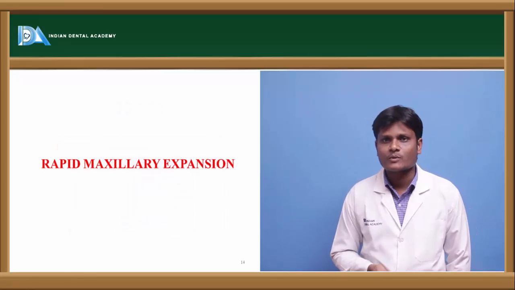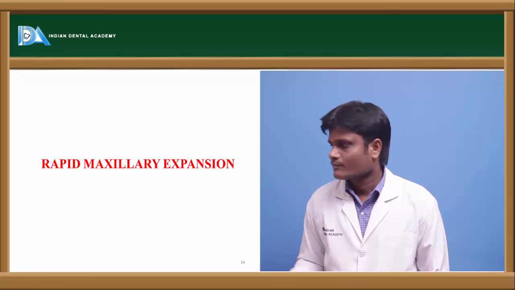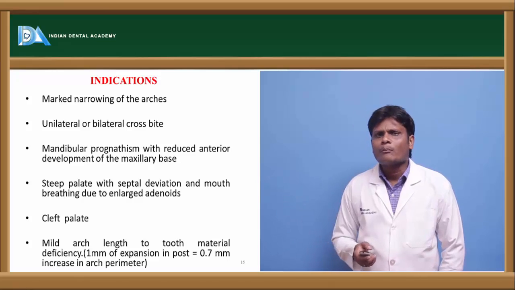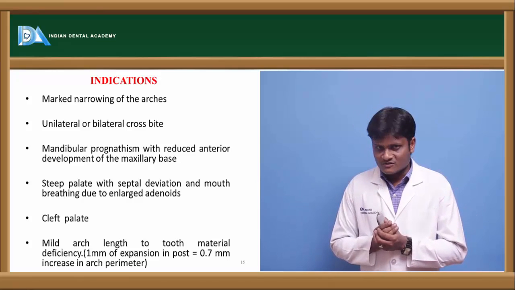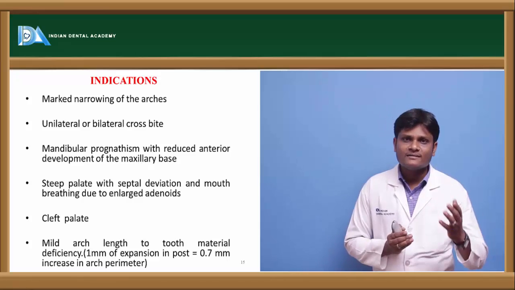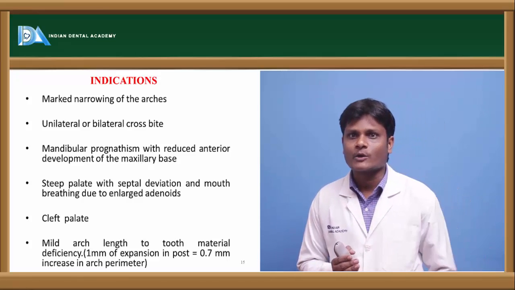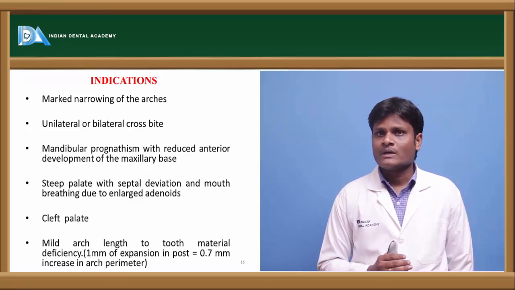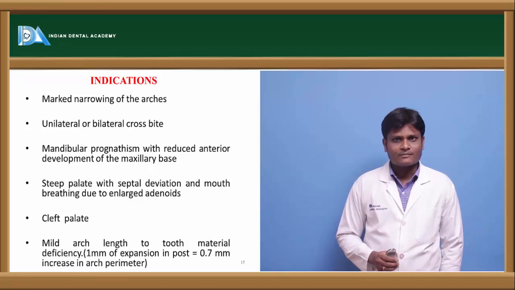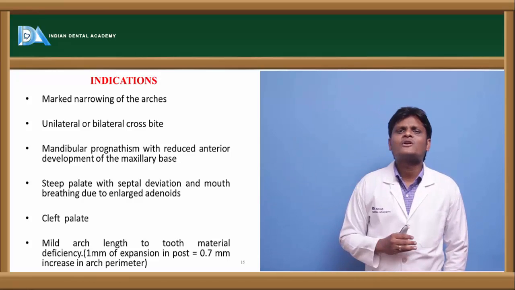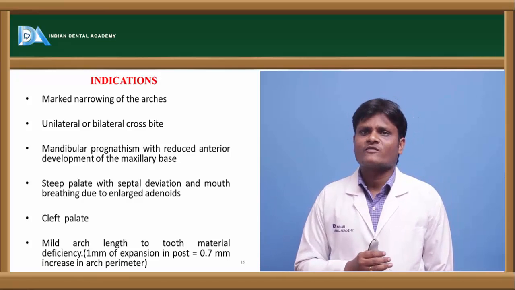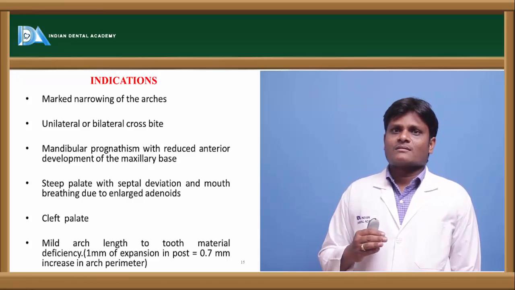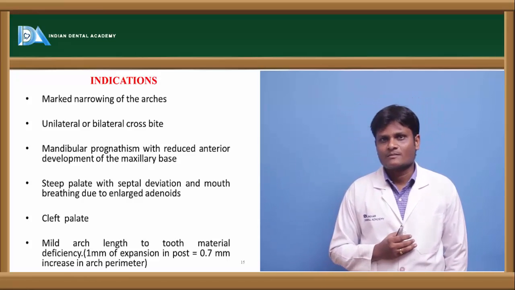Let us first discuss rapid maxillary expansion. Rapid maxillary expansion is indicated in cases of severe narrowing of the arches. Whether it be a unilateral or bilateral narrowing, we will go for rapid maxillary expansion. In some cases of mandibular prognathism, where there is reduced anterior development of the maxillary base, we will go for a rapid kind of maxillary expansion.